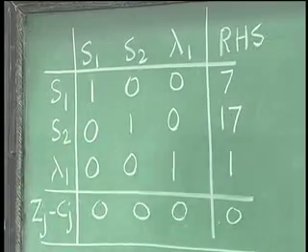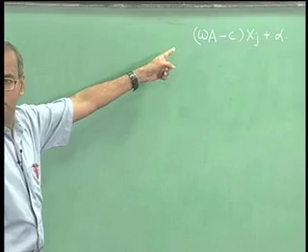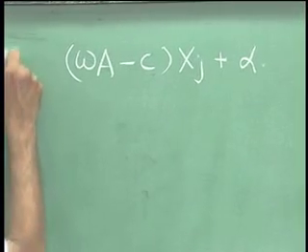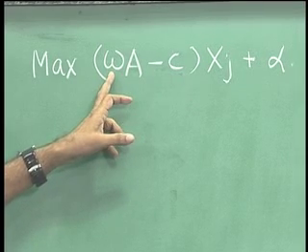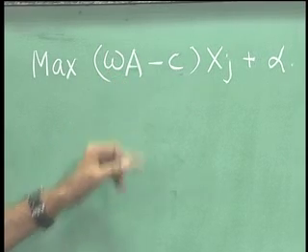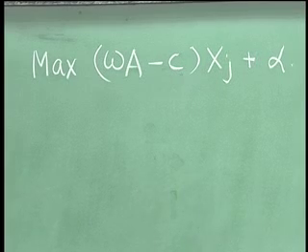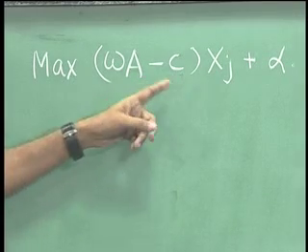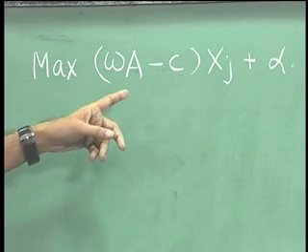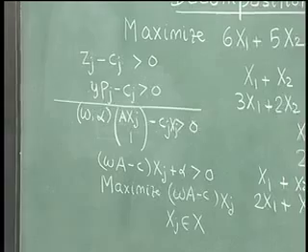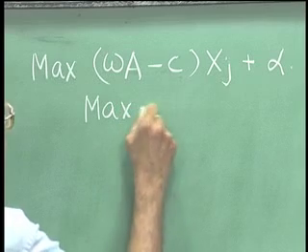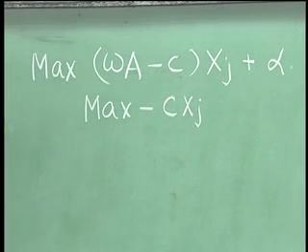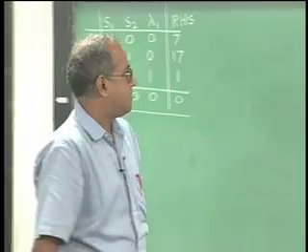So, from this, right now the W's are all 0, so we want to maximize this. Right now the W's are all 0, so Wa minus C xj, they are all 0 plus alpha. So, right now we will have maximize minus C xj, alpha is also 0. So, maximize minus C xj.